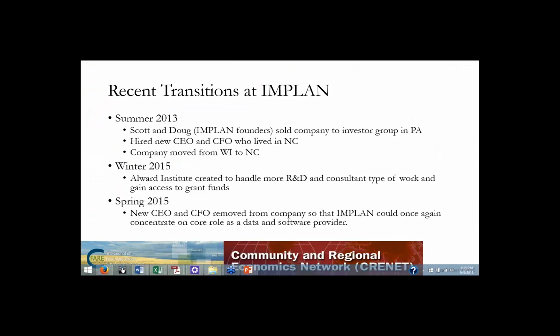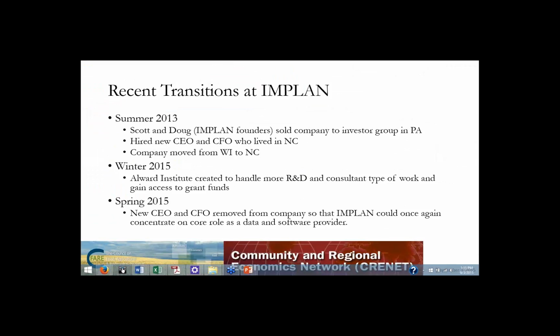So I'll begin with talking a little bit about the recent transitions that have gone on at IMPLAN. There was some interest in this topic expressed. It pretty much began about 2 years ago when Scott Lindahl and Doug Olson, the founders of IMPLAN, sold the company to an investor group located in Pennsylvania and hired a new CEO and CFO who lived in North Carolina.